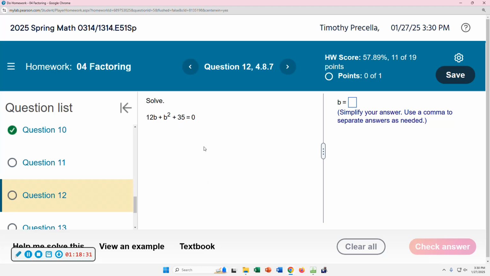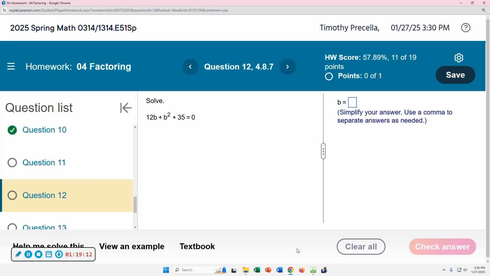No, well, this is number 12. Oh, I like this one. 12b plus b squared plus 35 is equal to 0. Oh, the answer is going to be 2 sets of parentheses or 2 numbers? 2 numbers. If the answer is going to be a factored form, it's not going to say variable equals. If we're typing in the answer, it's going to say variable equals. Well, sometimes it does, and I think you just type in the numbers. Well, for this one it does.